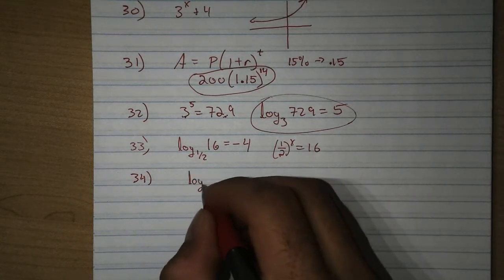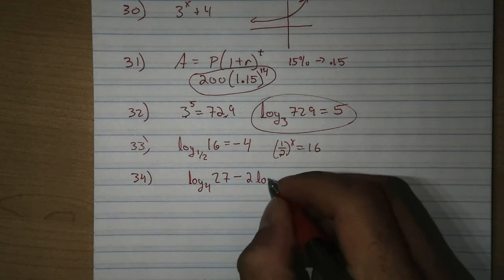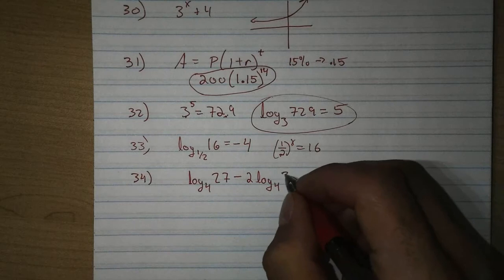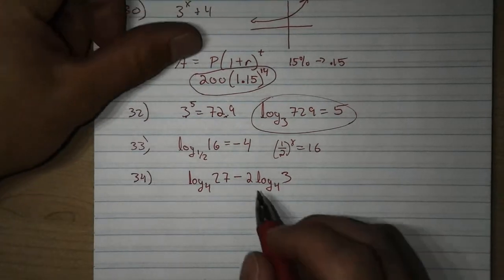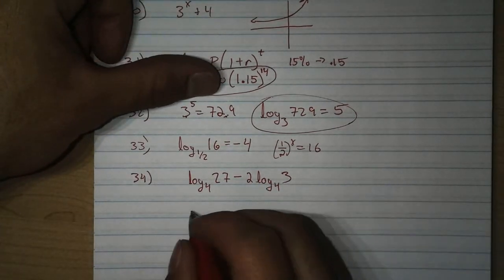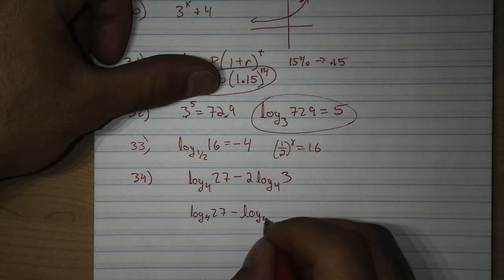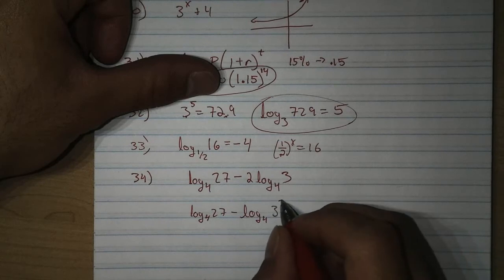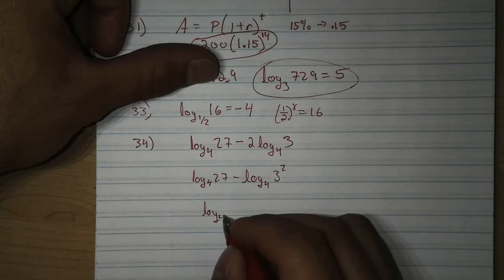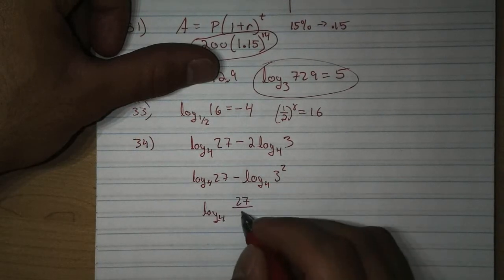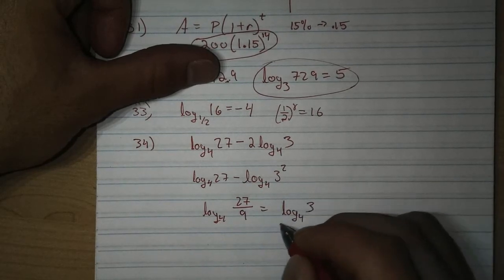34. Log base 4 of 27 minus 2 log base 4 of 3. Right. So first I'm going to bring this as an exponent. Three squared. Fraction means divide. 3 squared is 9. 27 divided by 9 is 3.